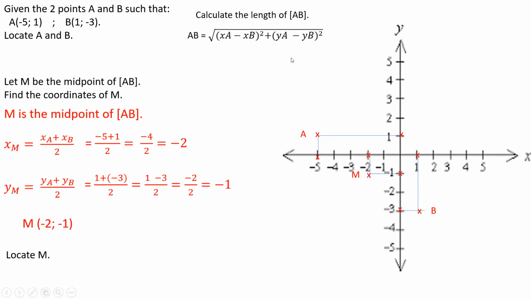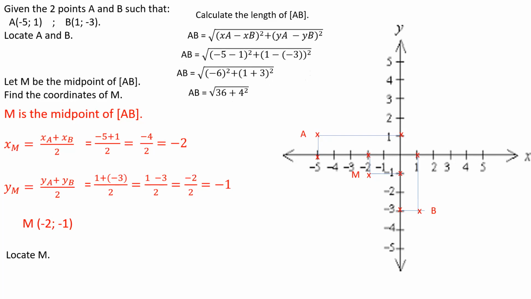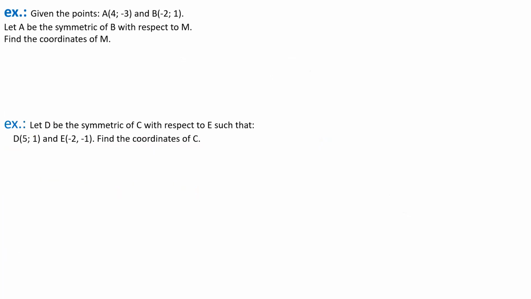Now, let's calculate the length of segment AB. We use the rule AB equals big radical, XA minus XB all of it squared, plus YA minus YB all of it squared. Now we replace the abscissas and the ordinates. We calculate to get the answer. So segment AB equals radical 52. We should write it in the simplest form. So AB equals 2 radical 13.